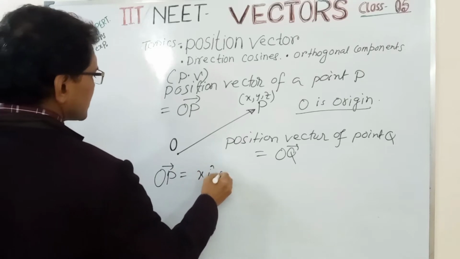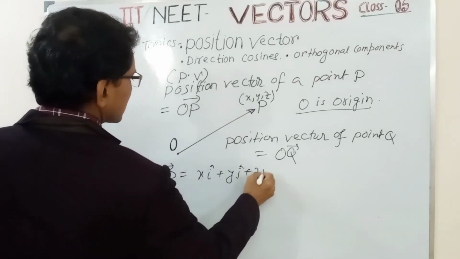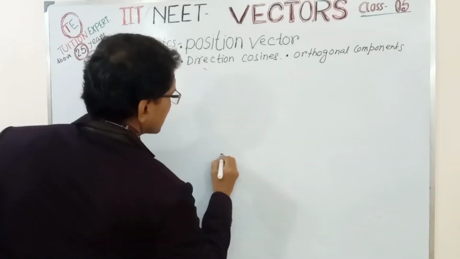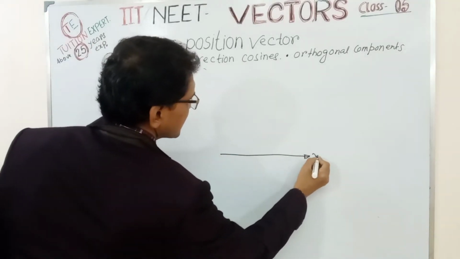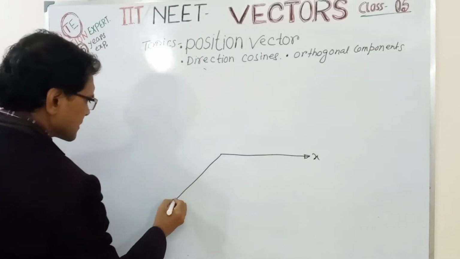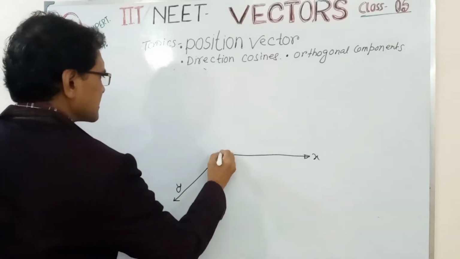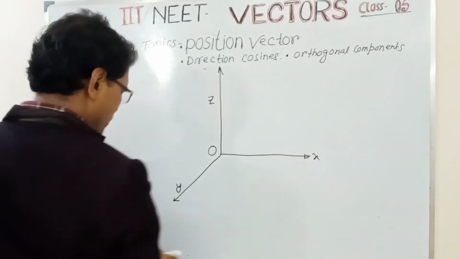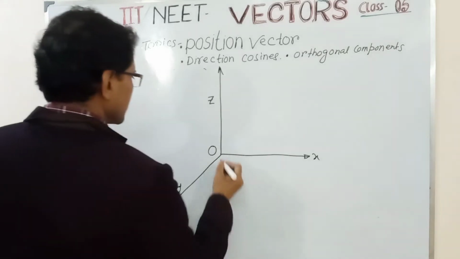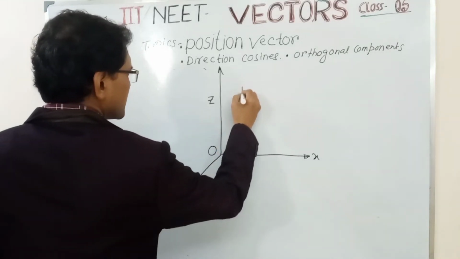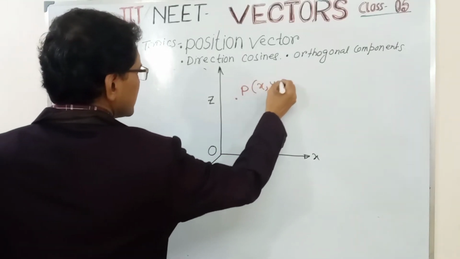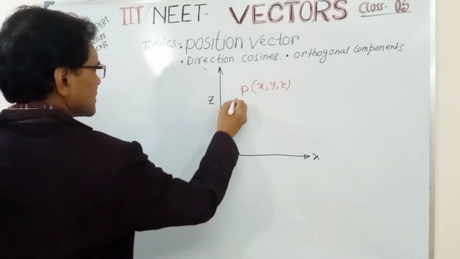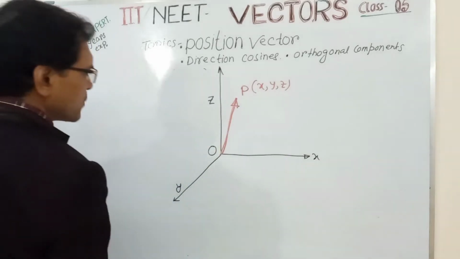Suppose this is the x-axis, this is the y-axis, and this is the z-axis. This is the origin. Suppose this is a point P. The coordinates are x, y, z. Now, the OP vector. We have to find the vector OP.